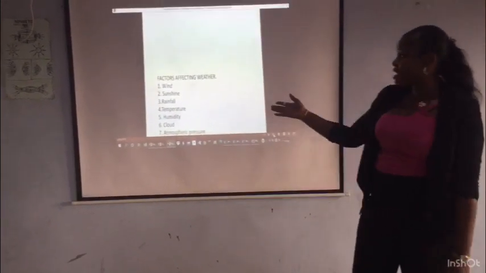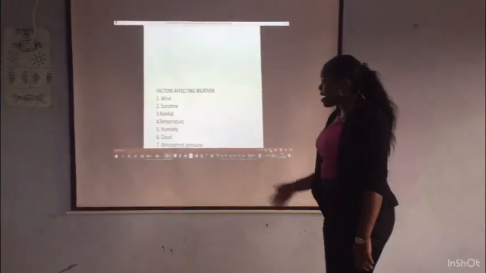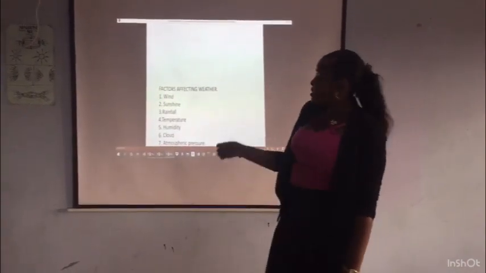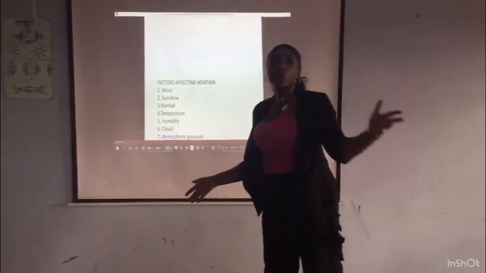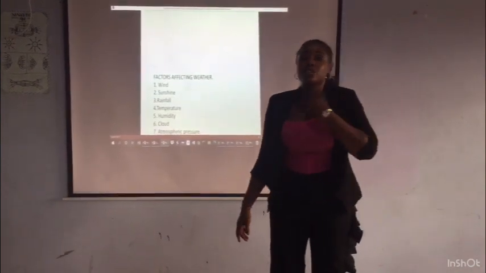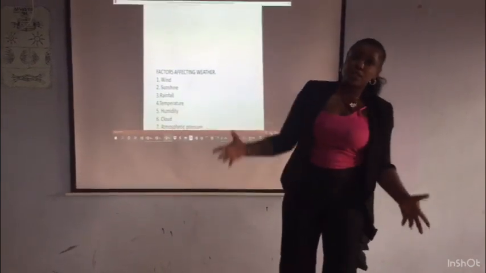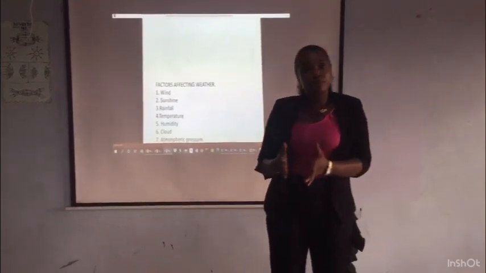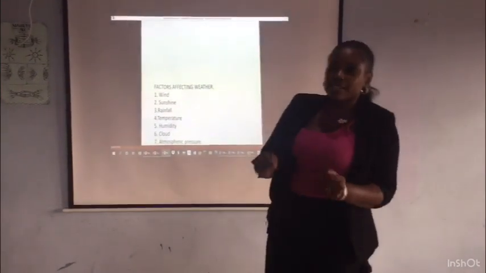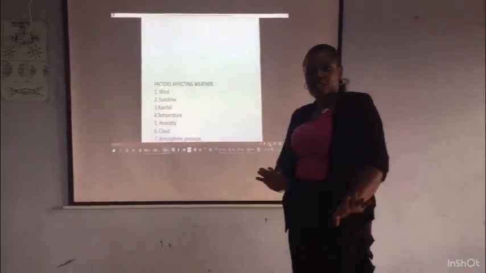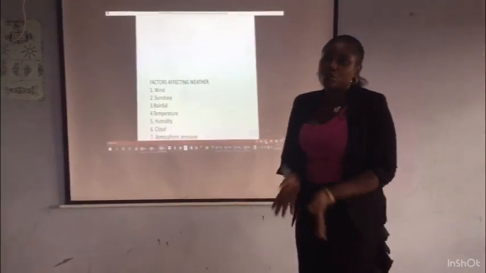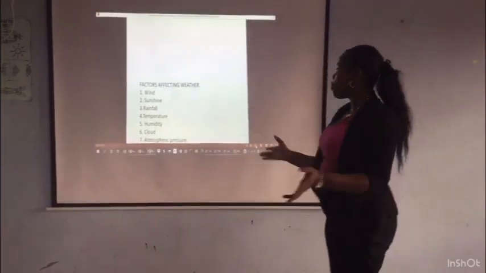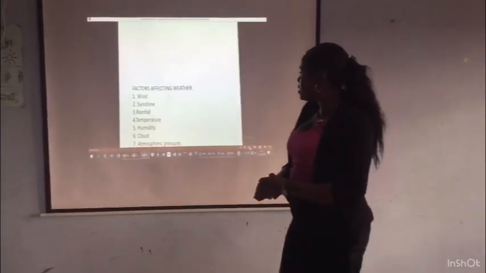We have temperature. Temperature also affects weather. When we're talking about temperature, the degree of hotness or coldness of a place, it also affects weather. If the temperature is high, you know what happens. And if the temperature is cold, you know what also happens. If it is high, that means it's going to be hot. And if the temperature is low, that means you'll be experiencing cold weather. We also have humidity.